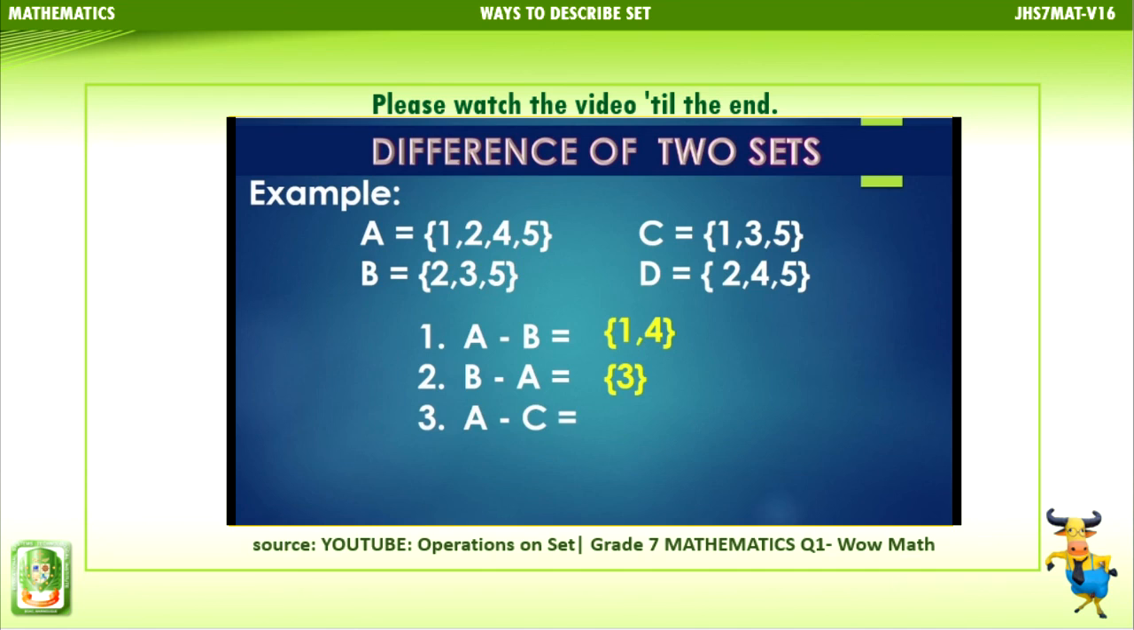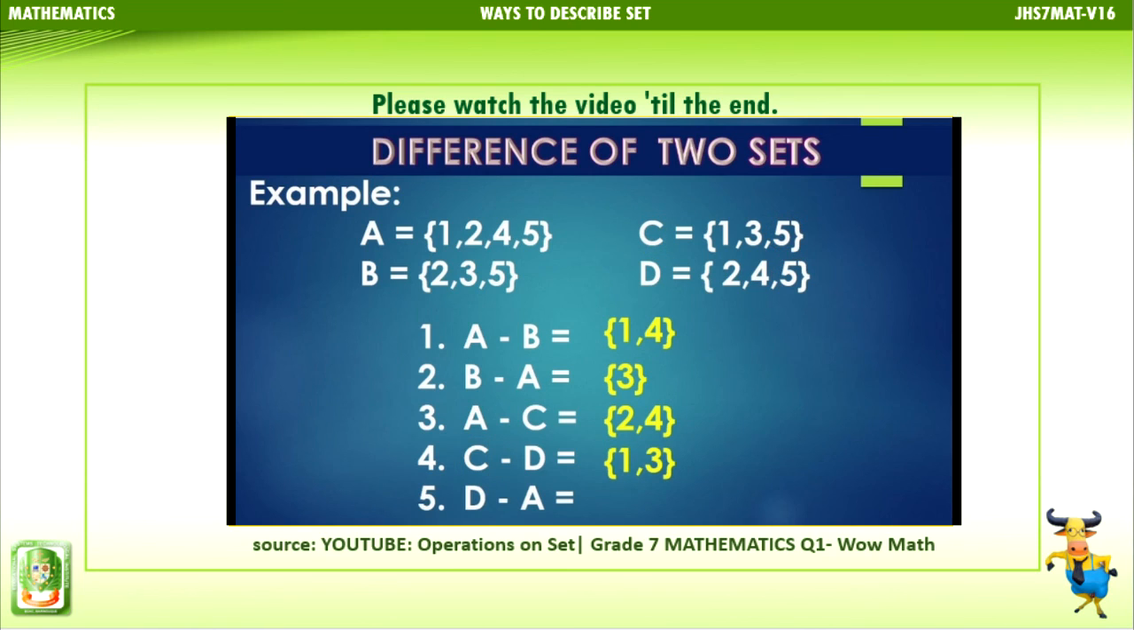Next, number 3. A minus C. So, ano yung mga elements ni C na kay A? Tingnan natin. So, yung elements ni C na meron din kay A ay 1 and 5. So, therefore, ano na lang ang natira kay A? Ang natira na lang ay 2 and 4. And then number 4, C minus D. Ano yung elements ni D na meron kay C? So, meron C na 5. Okay? So, ang natira na lang kay C ay 1 and 3.